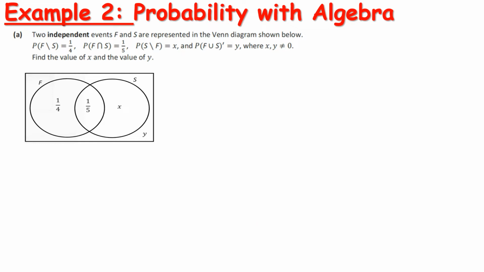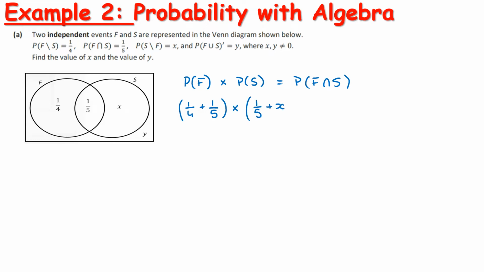Okay, so they've told us that F and S are independent. So probability of F multiplied by the probability of S will give us the intersection, because they've told us it is independent. We're not checking independence. And using this fact, we're going to try to work out X and Y. So probability of F is a quarter plus a fifth. It's everything. And S is a fifth plus X. And that should equal a fifth.